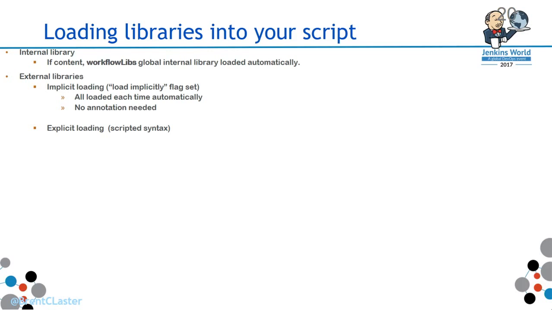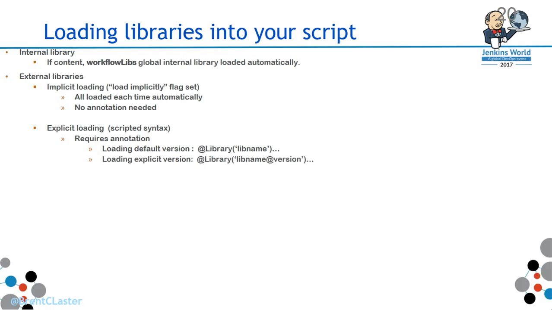However, if you're explicitly loading, if you want to restrict your pipeline to load certain libraries, and you don't want it loaded for each job, then you use a Java annotation. It looks like this: @Library, then the library name. Now this is for the scripted pipeline model. For declarative, we'll talk about that in just a moment, but there are differences in how you bring things in for scripted versus declarative. For your scripted pipelines, you do the @Library, then the library name. You can also put a version string after that, the library name at a particular version, to bring that in.